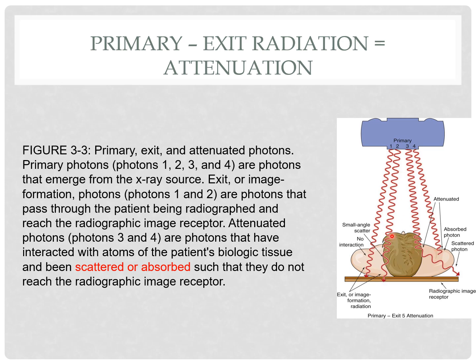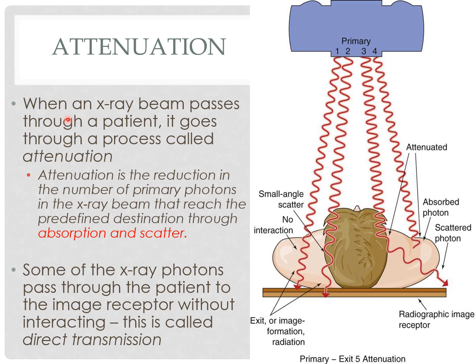absorbed. When an X-ray beam passes through the patient, it goes through a process called attenuation. Attenuation is a reduction in the number of primary photons in the X-ray beam that reach the predefined destination through absorption and scatter. Some of the X-ray photons pass through the patient to the image receptor without interacting. This is called direct transmission.